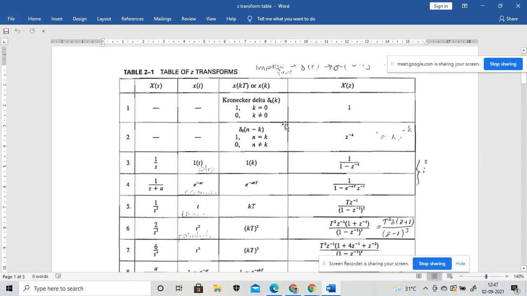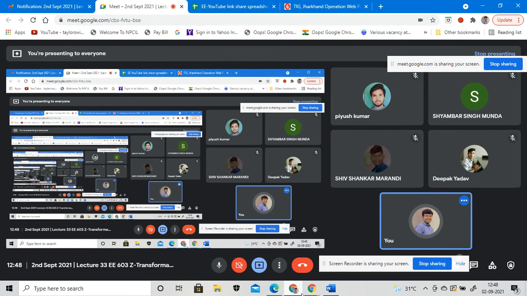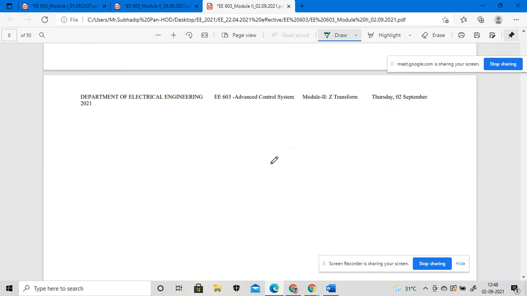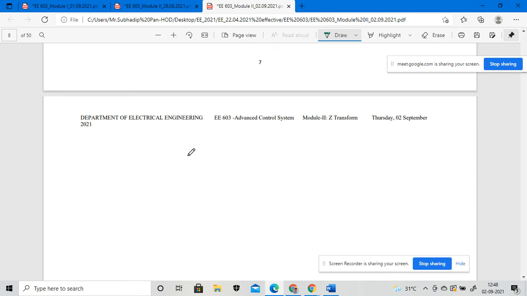So for the values of k, keep in mind these things. This will be the table. So where we can say x of s, there will be a term known as the impulse function. Okay, as we will consider the impulse function, suppose it is the impulse function.